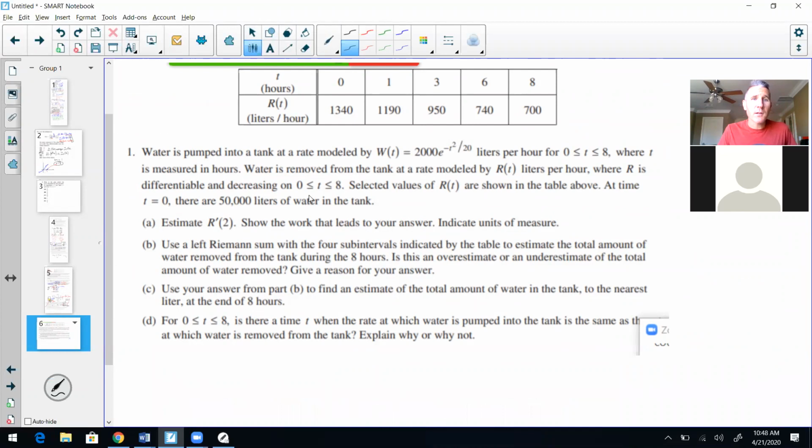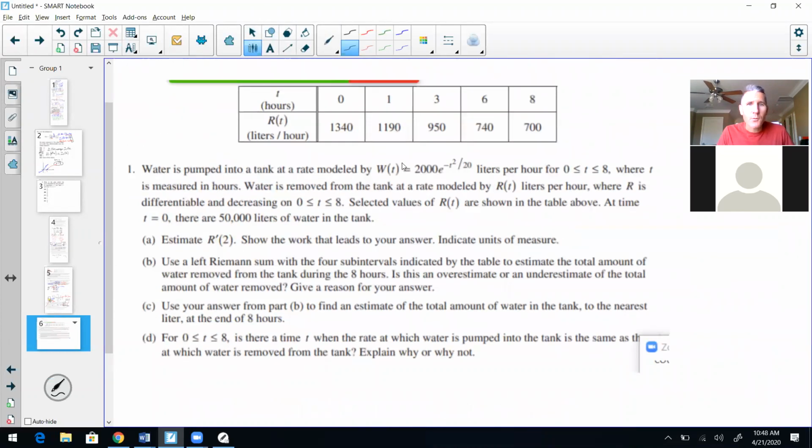This is talking about water pumped into a tank at a rate. So the rate is W of t. Water is removed from the tank at a rate of R of t. So again, we have a leaky bathtub problem. This is the rate at which water is pumped into the tank, and this is the rate at which water is being removed from the tank. But they don't give this as a function, they give this as a table of values, but this is a rate in liters per hour, right? Use a left Riemann sum with 4 subintervals to estimate the total amount of water removed from the tank during the 8 hours.